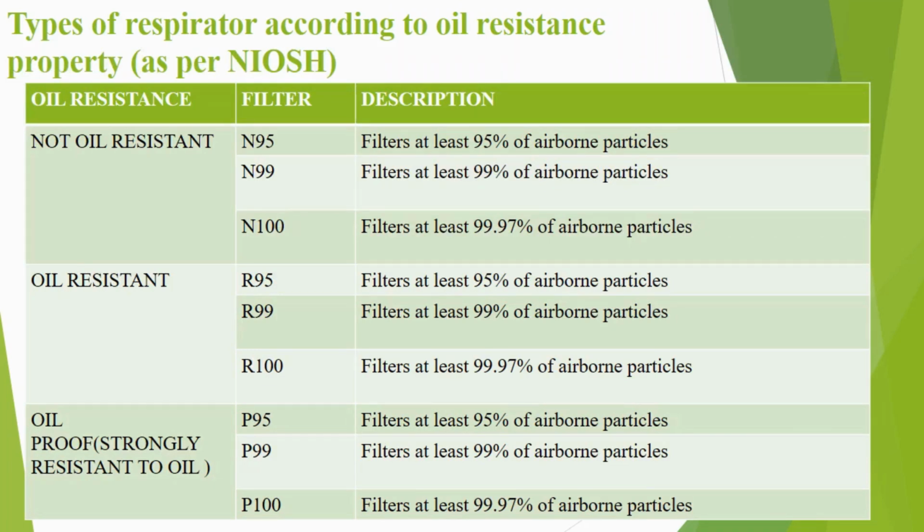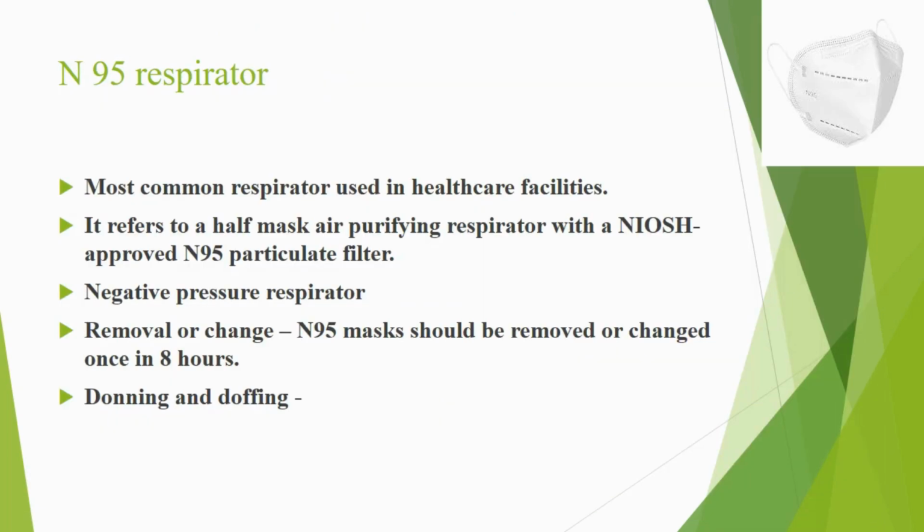So there are various types of respirators, the most common being the N95. According to the oil resistance property, not oil resistant are N95, N99, and N100. Oil resistant are R95, R99, R100, and oil proof, that is strongly resistant to oil, are P95, P99, and P100. So N95 is the most common respirator used, and we need to have a fit check.